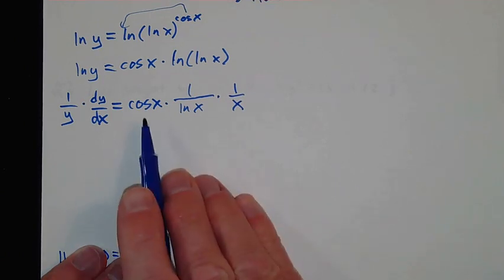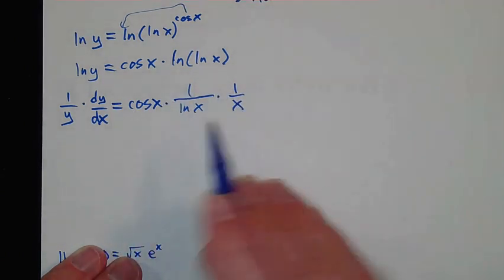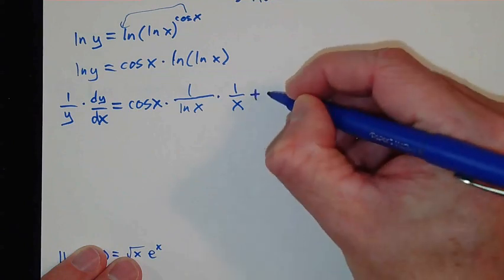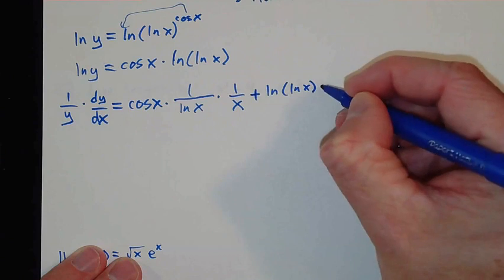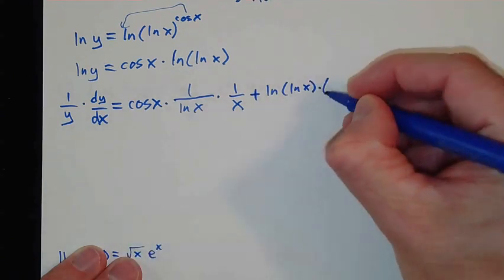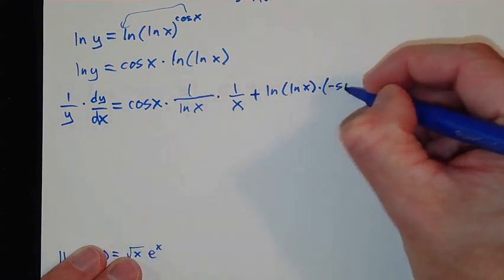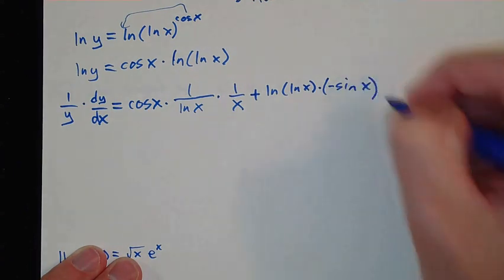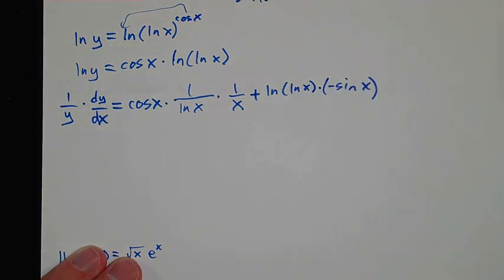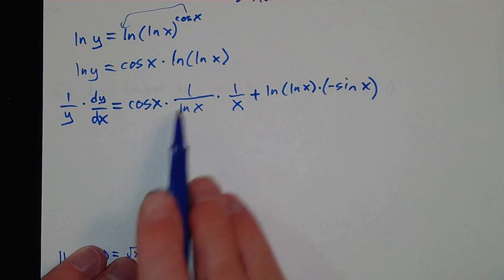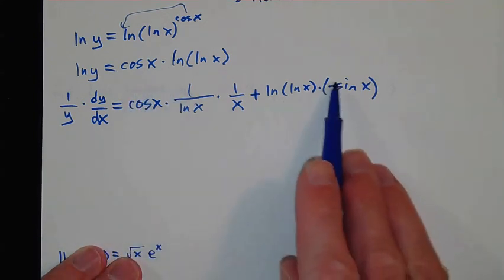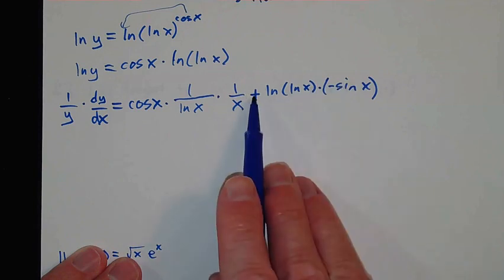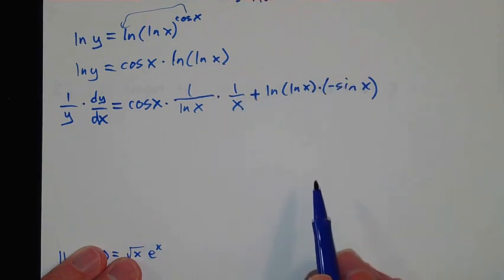Halfway done with product rule. I've got the first times the derivative of the second plus the second times the derivative of the first. The derivative of cosine is negative sine. Now, a little bit of simplifying, I can combine this together to make a simple fraction. Since I've got a negative there, I might make it minus that stuff.